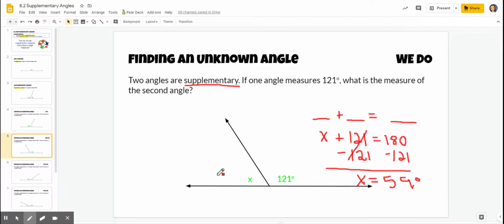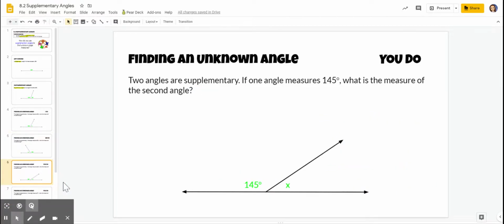Okay, so this angle here would be 59. All right, let's check out another one. Two angles are supplementary. If one angle measures 145 degrees, what is the measure of the second angle?